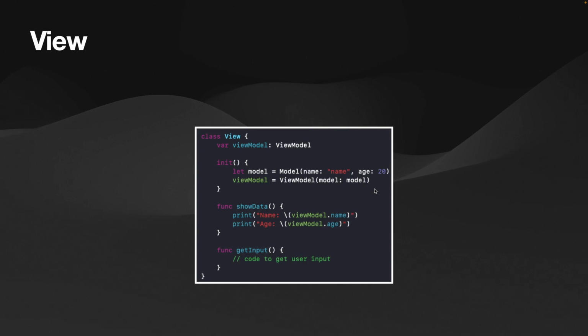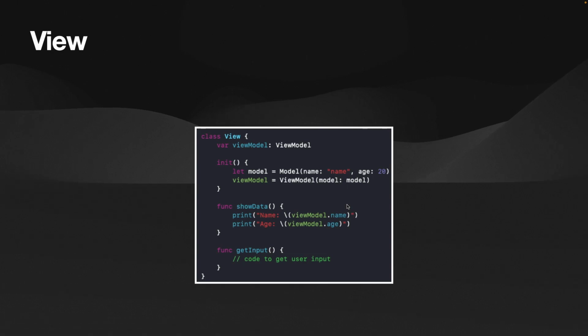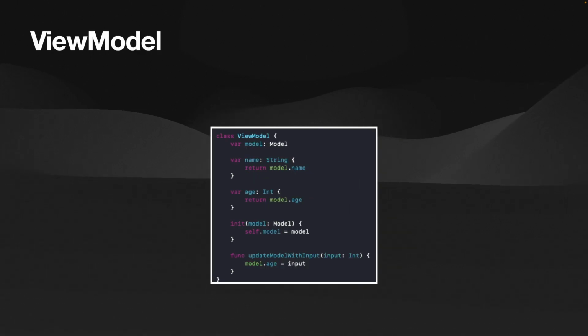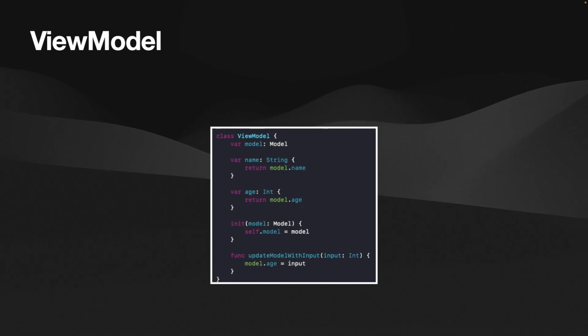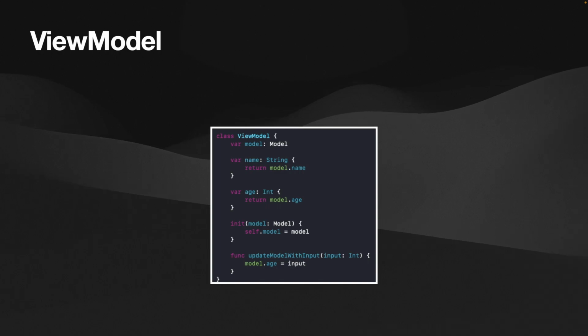The view's purpose is pretty simple. It's just showing what the user needs to see. But under the hood, it's slightly different. As you can see, there's a view model in this case. So let's continue with the view model. The view model component acts as an intermediary between the model and the view components. It holds a reference to the model and provides data and commands to the view.